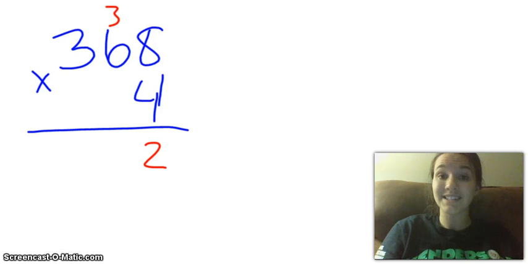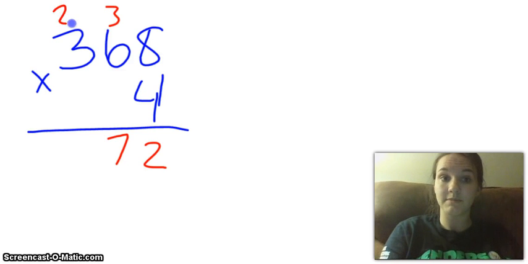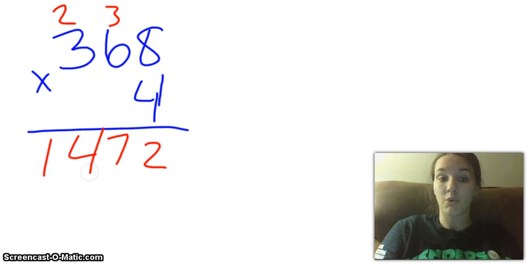4 times 6 tens is 24 tens, plus the 3 that I regrouped from earlier would give me 27 tens. Now I know that 27 tens is the same as 270. There's going to be a 7 in the tens place, and I'm going to carry the 2 hundreds. 4 times 3 hundreds is 12 hundreds, plus the 2 that I regrouped would be 14 hundreds. 14 hundreds is the same as 1,400.